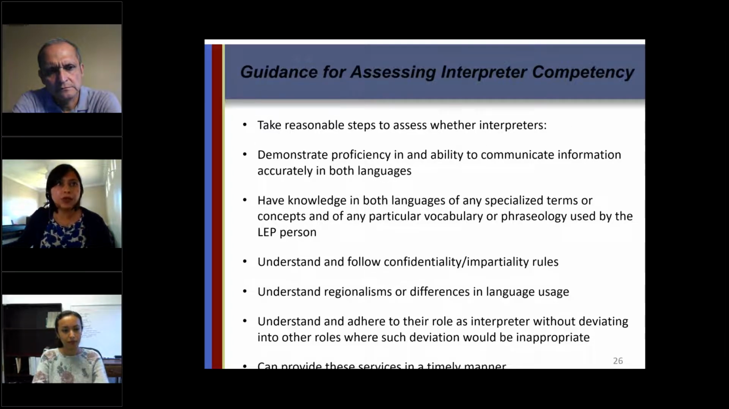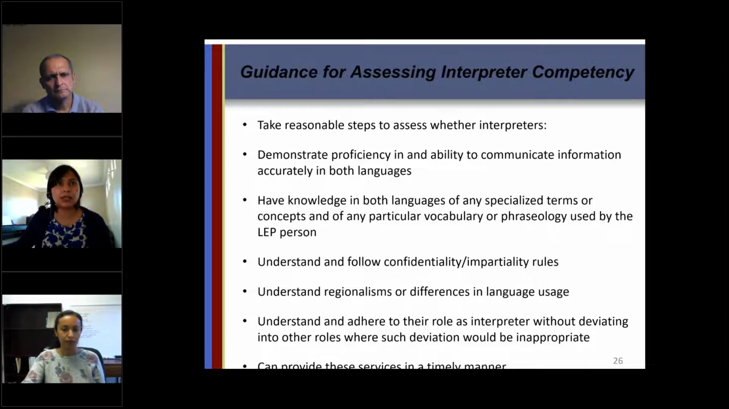So far, we've talked about the importance of using interpreters and translated materials in your practice. I'd like to now emphasize the importance of using qualified professionals for these activities. As I mentioned previously, some new standards have been published with regard to interpreters. You should take steps to ensure that the interpreters on staff demonstrate proficiency in both languages, have knowledge of special terms or concepts that are used by the person with the limited English or regional dialects.